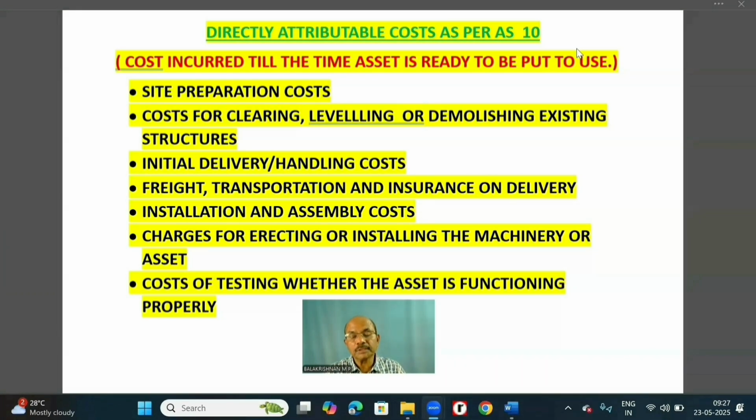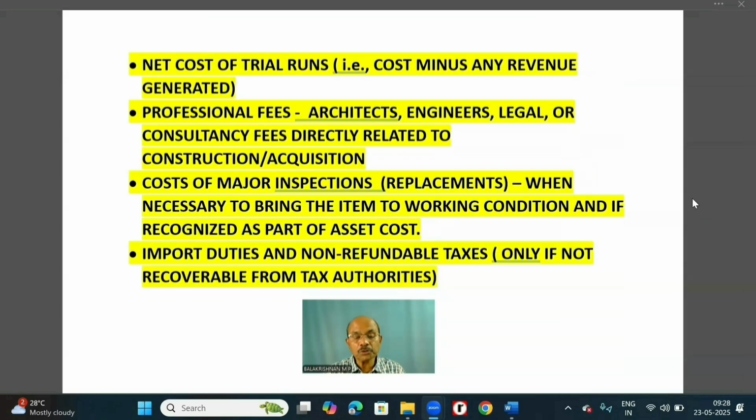Directly attributable cost as per accounting standard. What is it? It is nothing but cost incurred till the time the asset is ready to be put to use, such as site preparation costs, costs for clearing, leveling, or demolishing existing structures, initial delivery or handling costs, freight, transportation, and insurance on delivery, installation and assembly costs, charges for erecting or installing the machinery or asset, costs of testing whether the asset is functioning properly, net cost of trial runs, that is cost minus any revenue generated.